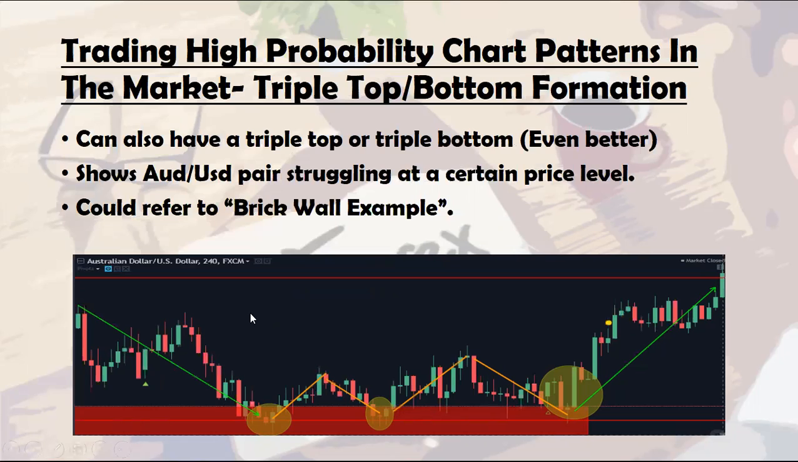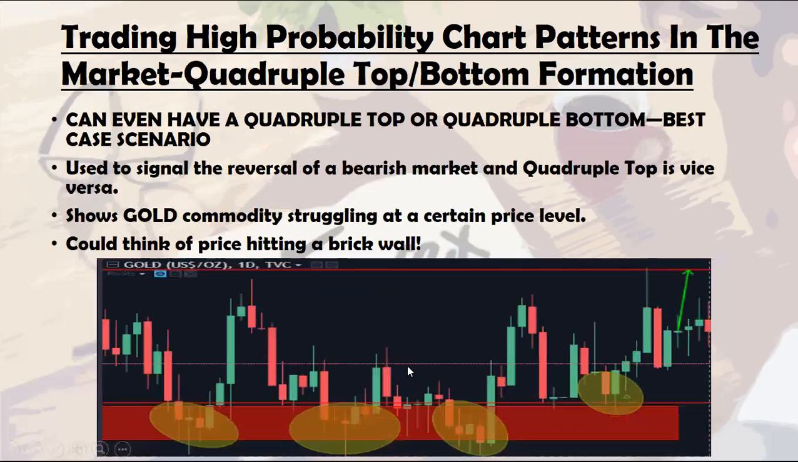But yeah, triple bottom and triple top formations are even better to me. The triple top is just the opposite of the triple bottom, so it's the same exact concept, just the opposite of each other. Voila. But wait, there's more. We can even have a quadruple top or quadruple bottom, okay?